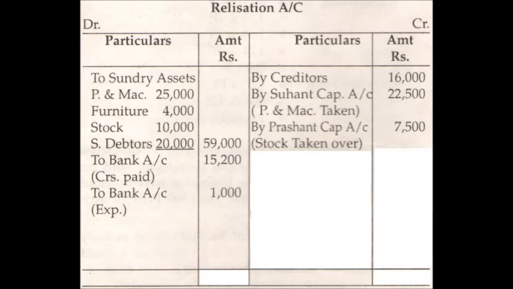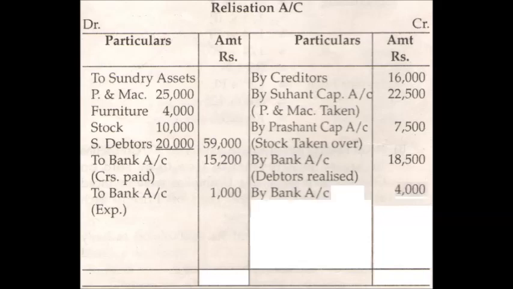Then debtors are realized at rupees 18,500. You get the cash or bank. So it is bank account debit to realization account. Here it is by bank, debtors realized 18,500. Then they have sold off the furniture, that is again by bank rupees 4,000. The furniture is being sold. Then go to the debit side, see creditors are paid, that is to bank 15,200, sundry creditors are paid, and you have the expenses of rupees 1,000 to bank account, in bracket expenses rupees 1,000.